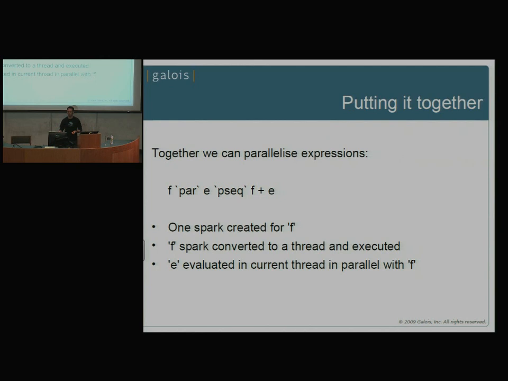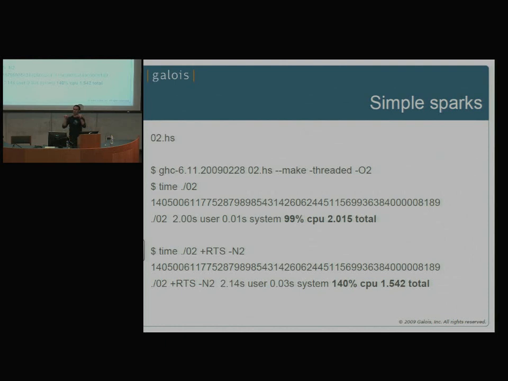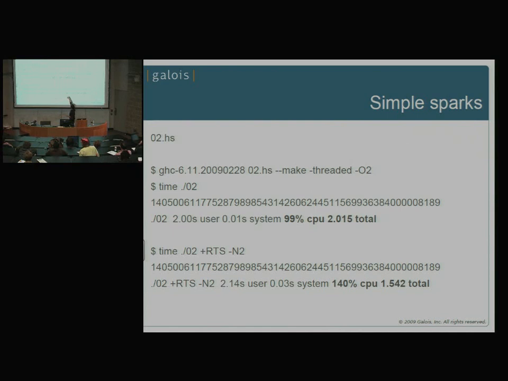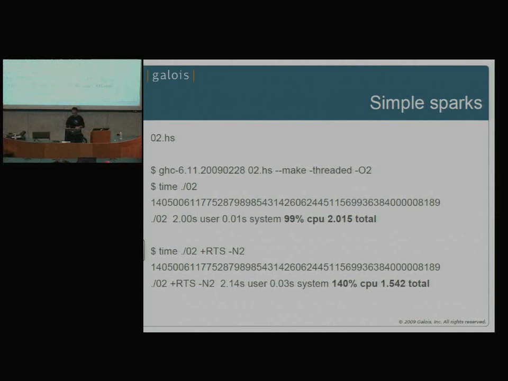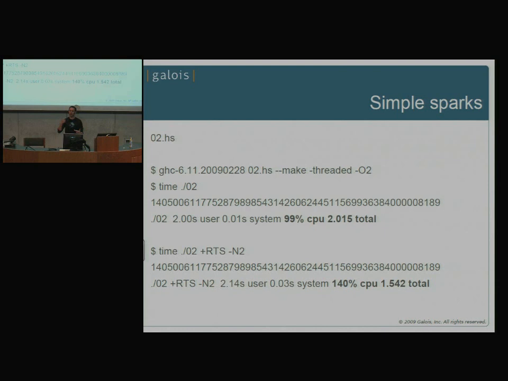So if you have the source, this just adds two, it's just two big mathematical expressions. We add them together. If we run it with -threaded and then only -N0, there's no extra thread here, uses one CPU, takes 2 seconds. If we run it on two cores, it uses 140% CPU and takes a little bit less. A pretty good speed up, but not perfect. So that's sort of a little hello world program. Why doesn't it perfectly parallelize? Mainly because the two expressions aren't exactly the same size. So one finishes a little bit before the other one does, and then one core is idle.